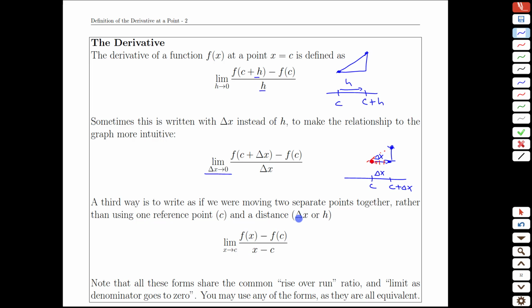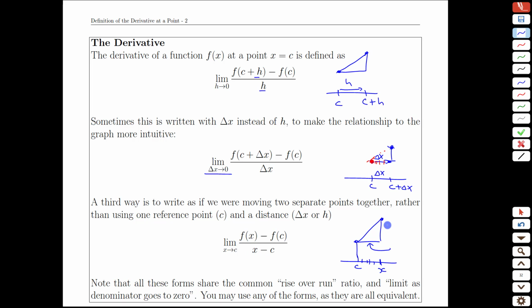A third way is to look at it as two separate points. So one is the point C and the other one is the point X. And again, if we find the rise over run and that connection there, the only change is that instead of thinking of the interval as being what's changing, we think of this X being moved closer and closer. We see that in the limit formulation here, that we're going to push that second point closer and closer to the first point. In the earlier examples, we said the difference between the 2 points is going to get closer and closer to 0. They mean exactly the same thing in practice, though.